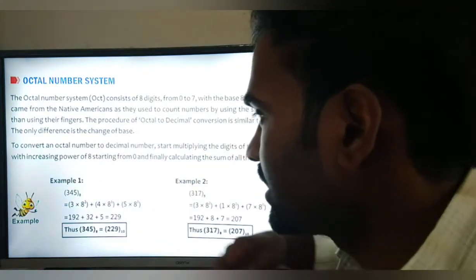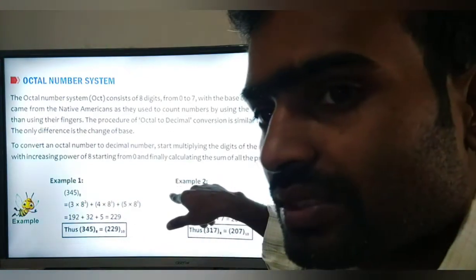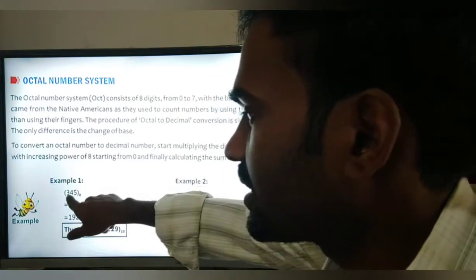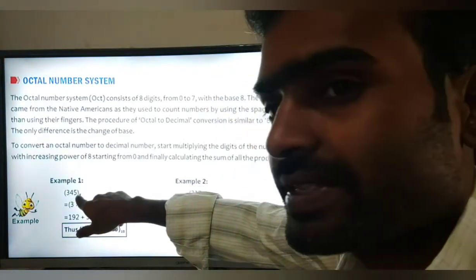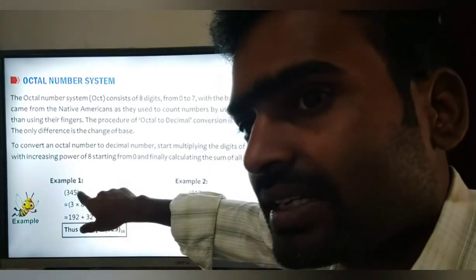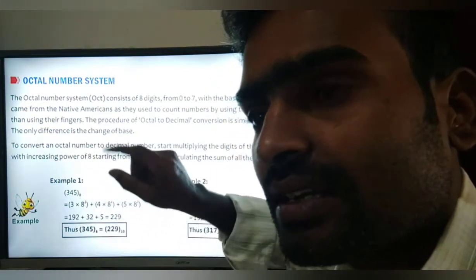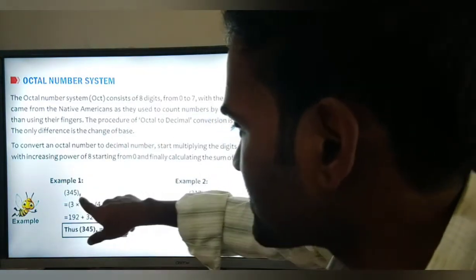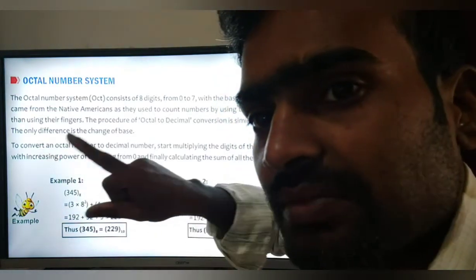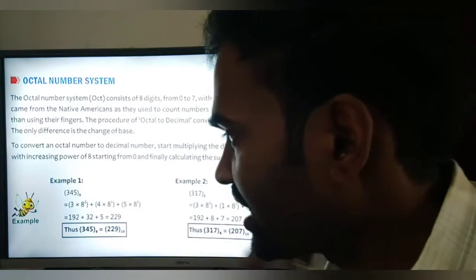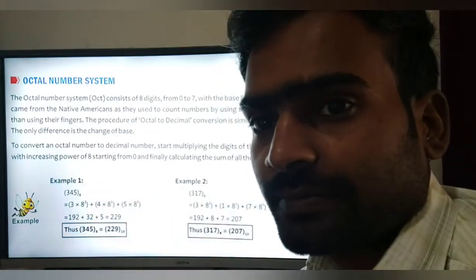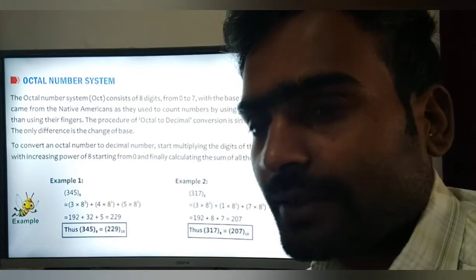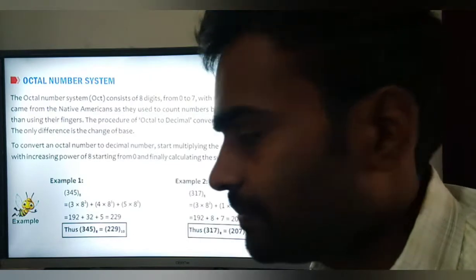Clear? See here, they have given 2 examples. These 2 examples are very easy, such as 345 base 8. We have 8 here, which indicates that the given value is an octal number. Instead of 8 here, if they had given 10, it would mean a decimal number, and if they give 2, that becomes a binary number. For binary we already have only 0s and 1s, right? Remember, don't forget it.